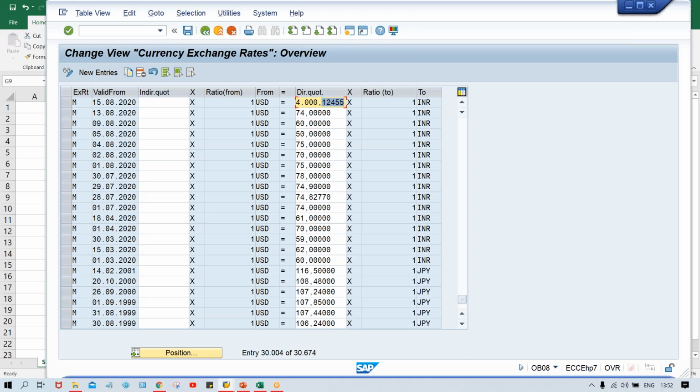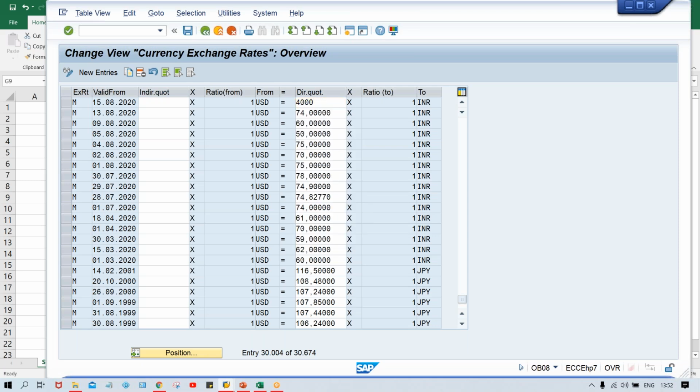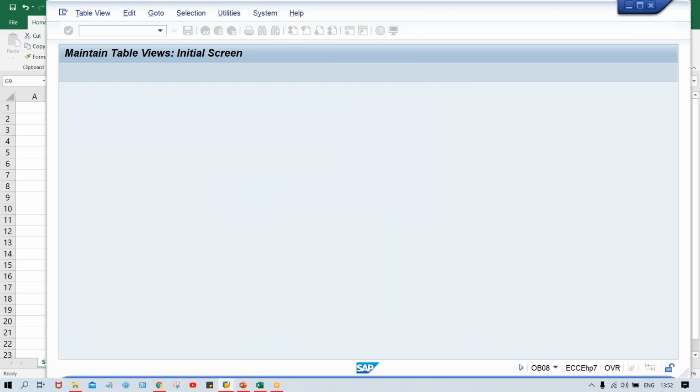So if I have to specify 40,000 here, then what will happen? Only 4,000 can be specified here. Okay, save it. And then what is happening, guys?